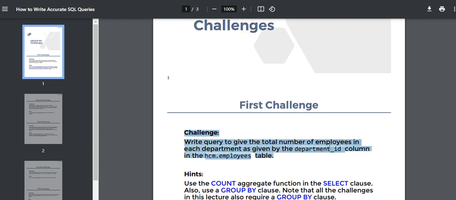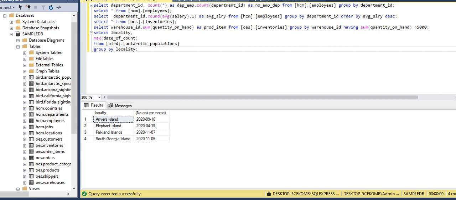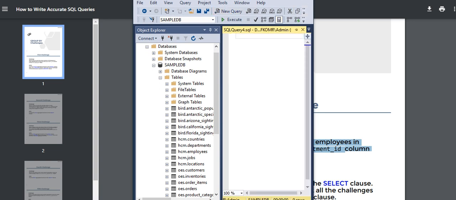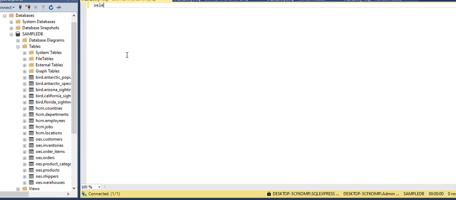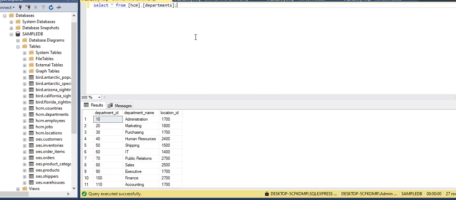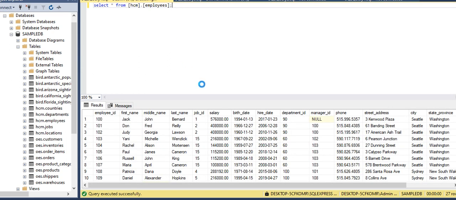Write a query to give the total number of employees in each department as given by the department ID. So let's see. Let's start a new query. Select star from departments, sorry, not departments, employees. F5.